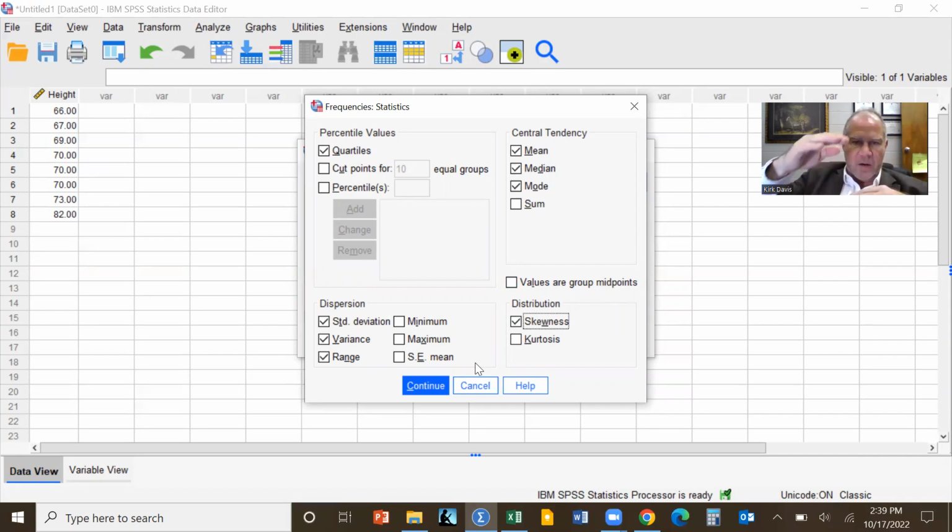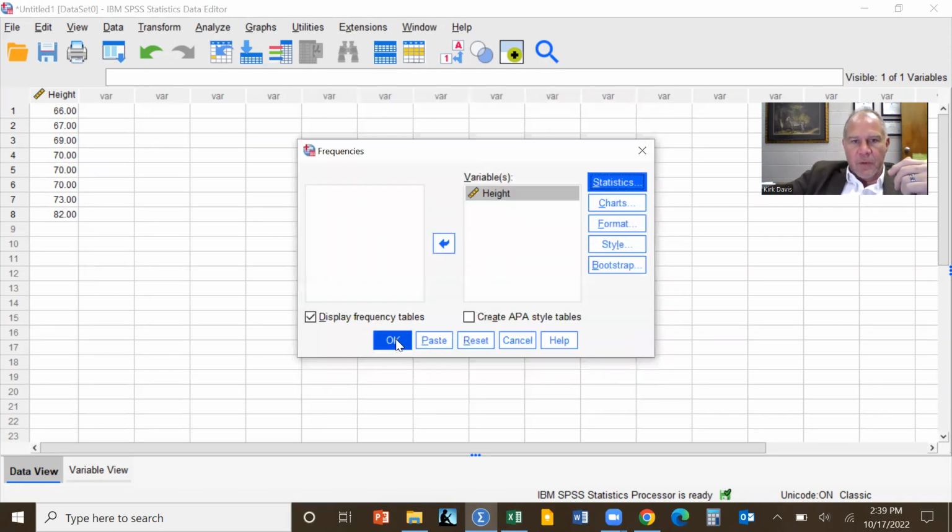And kurtosis is how flat or steep, I know that's an oversimplification, but how flat or steep your data are relative to a normal distribution, whereas skewness gives us a measure of symmetry and is greatly impacted by outliers. So I've got my quartiles, Q1, Q2, and Q3, which is also the median Q2. And so I think I've got everything I need. So I hit continue and just okay.